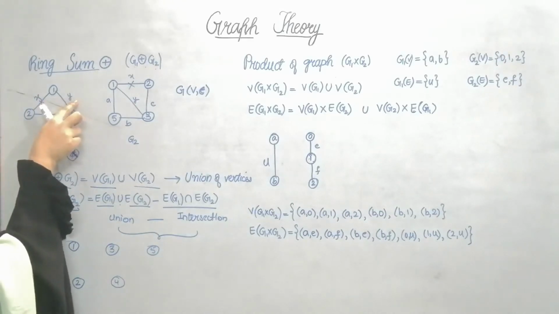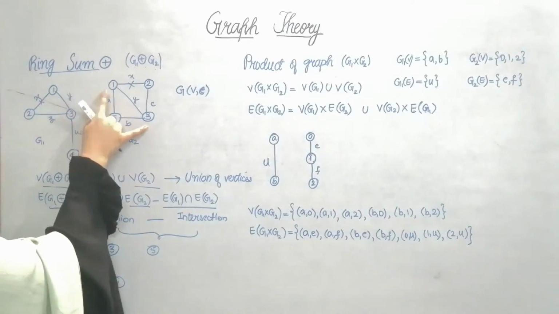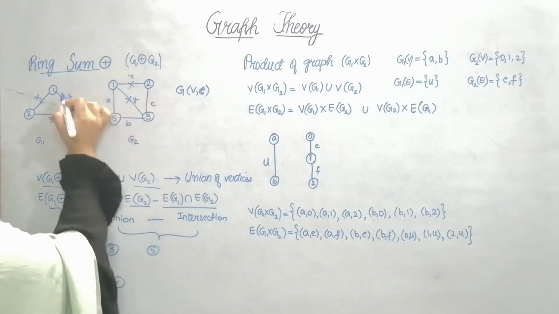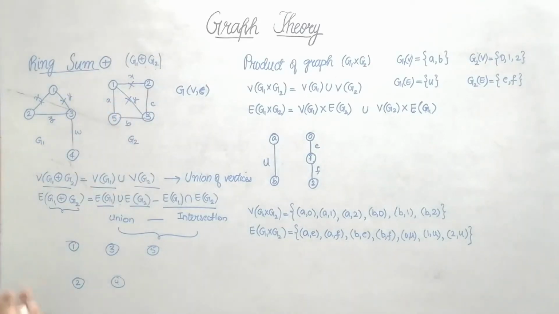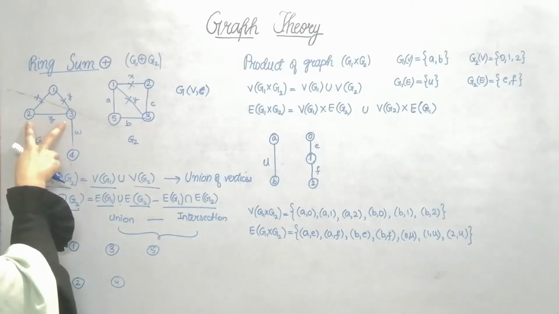Next edge. 1 to 3. There is an edge Y here. Let's check. 1 to 3. There is an edge Y here. So we are not going to include this edge as well. Clear? Next, 2 to 3, we have got Z here.